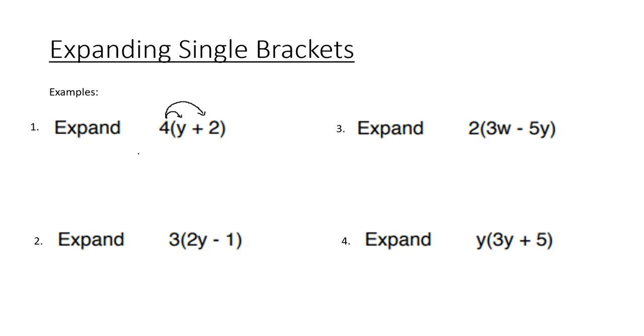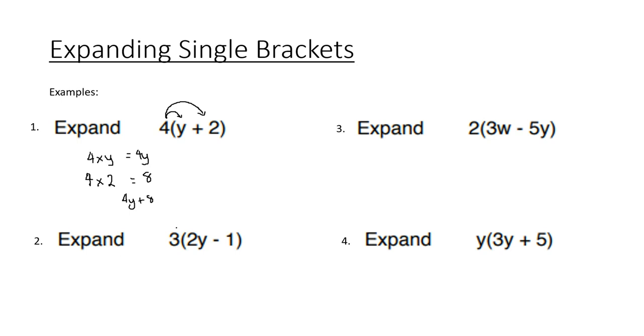Okay, so if we look at example 1, we've got 4 outside of a bracket and then y plus 2 inside of your bracket. So what we have to do is multiply 4 by all of our variables inside. So at the moment we've got 4 multiplied by y, and then we also have 4 multiplied by a positive 2. 4 times y gives us 4y, and then 4 times 2 gives us a positive 8. Now, in order to write this correctly, our final answer will be 4y plus 8.